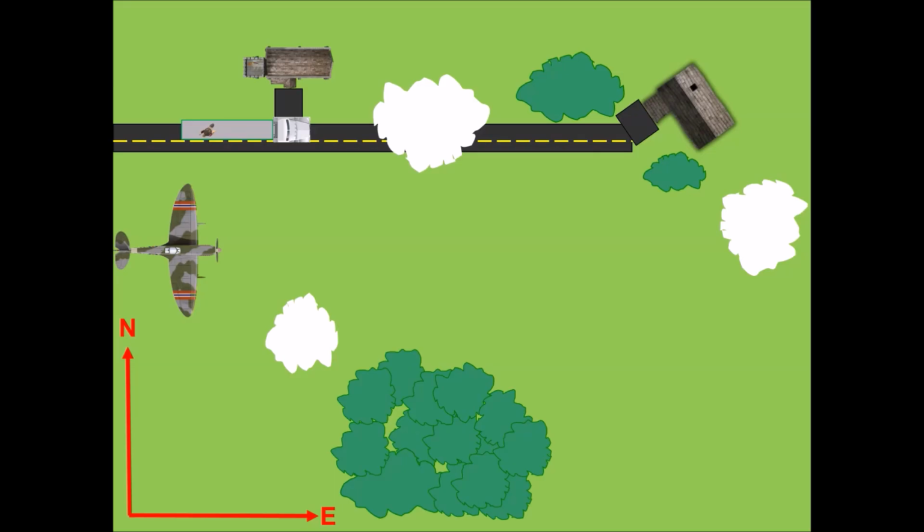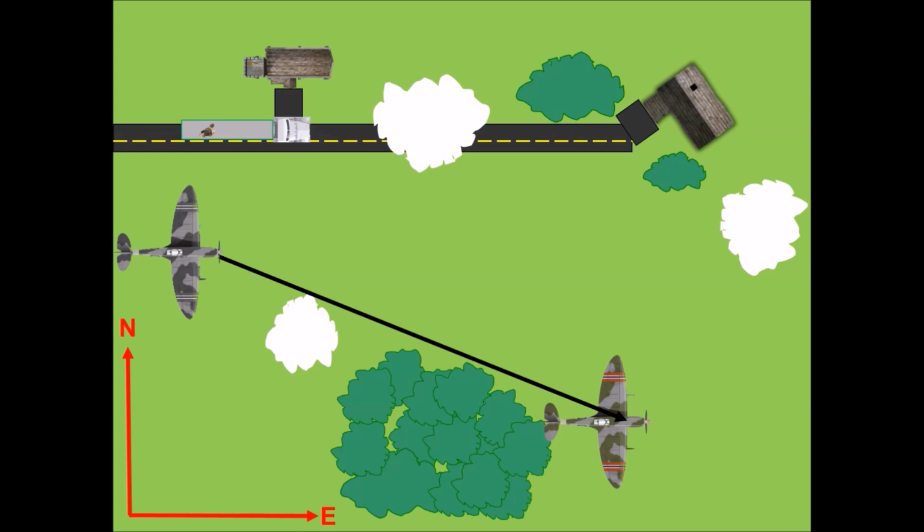Just for perspective and continuity, here's the guy walking around on the truck bed on the road going towards this barn for some reason. But here's our situation in general. Here's our plane, played by a World War II Spitfire, north and east. The plane will end up moving along this direction. The reason being that the plane's speed is in the easterly direction, but the wind is pushing it in a southerly direction.